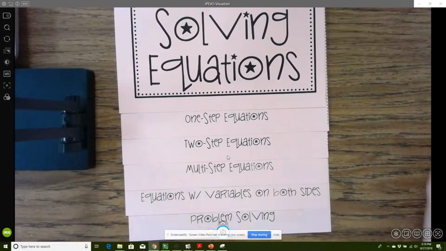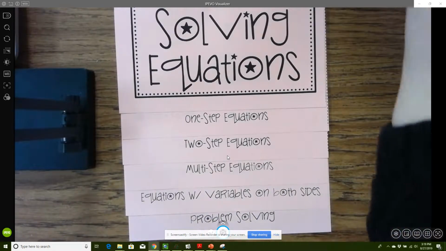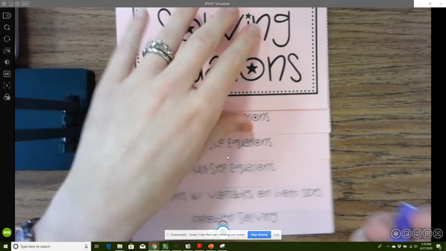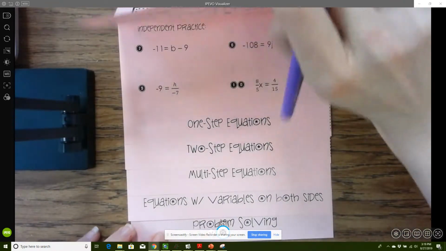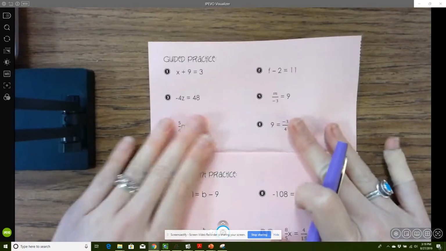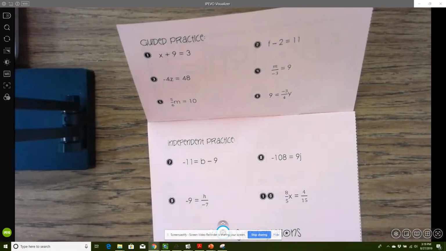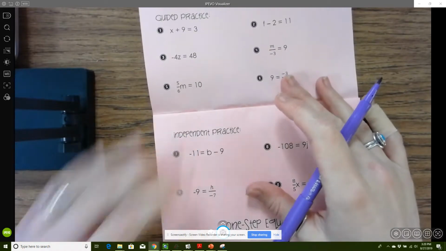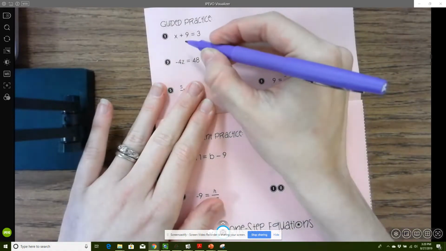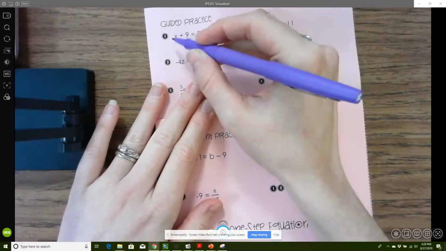This video is for the solving equations foldable. And so it's going to go through one step, two step, multi-step, all different kinds here. So on these first equations, one step, all we're doing is just doing the opposite. And we're trying to get the letter by itself. We're trying to get the variable by itself.